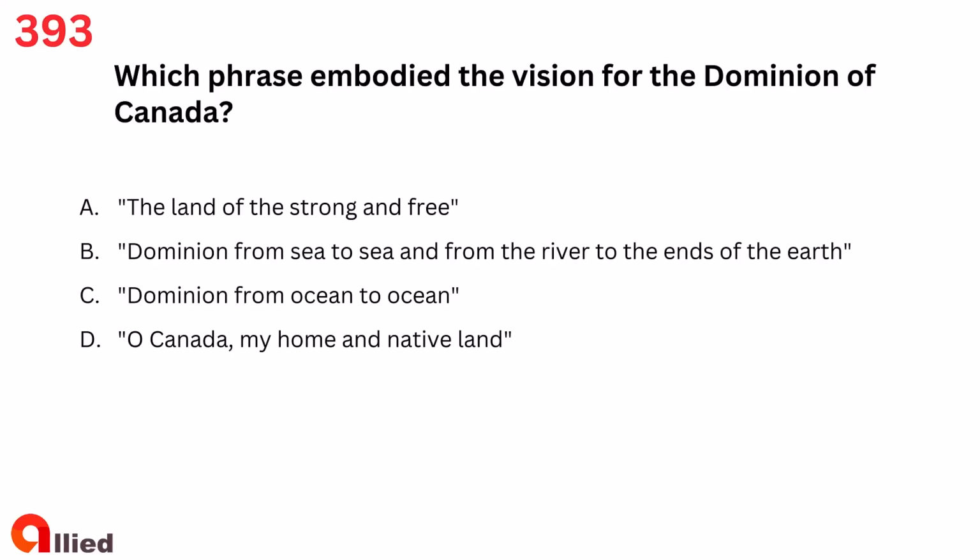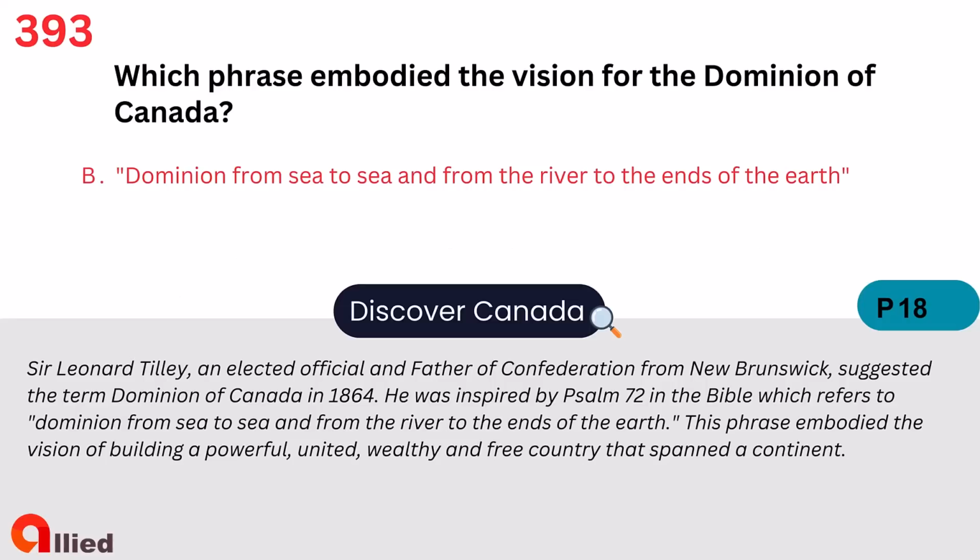Question 393. Which phrase embodied the vision for the Dominion of Canada? A. The land of the strong and free. B. Dominion from sea to sea and from the river to the ends of the earth. C. Dominion from ocean to ocean. D. O Canada, my home and native land. The answer is B. Dominion from sea to sea and from the river to the ends of the earth.